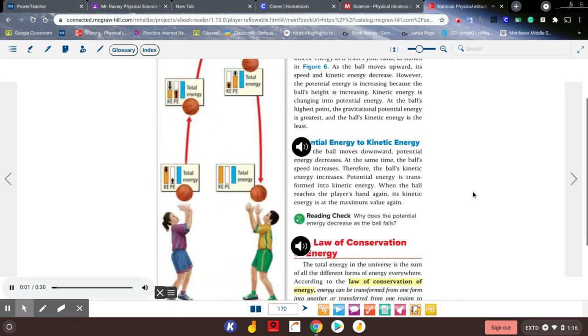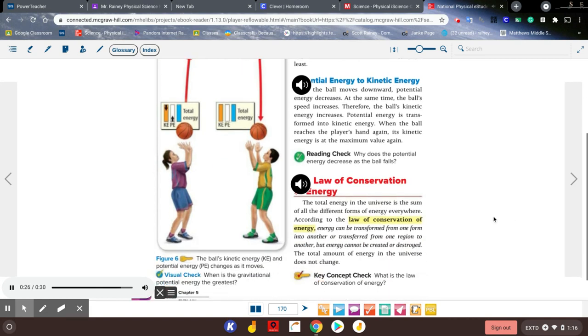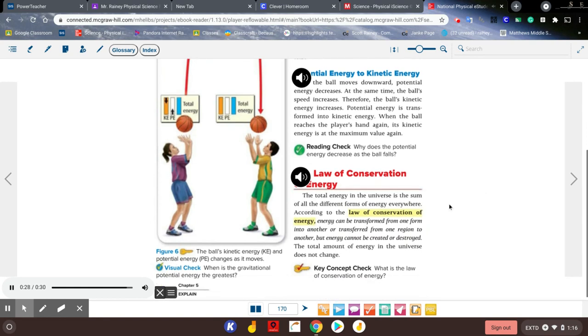Potential energy to kinetic energy. As the ball moves downward, potential energy decreases. At the same time, the ball's speed increases. Therefore, the ball's kinetic energy increases. Potential energy is transformed into kinetic energy. When the ball reaches the player's hand again, its kinetic energy is at the maximum value again. Reading check. Why does the potential energy decrease as the ball falls?